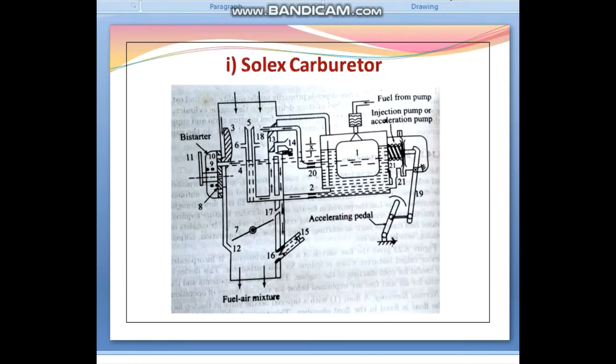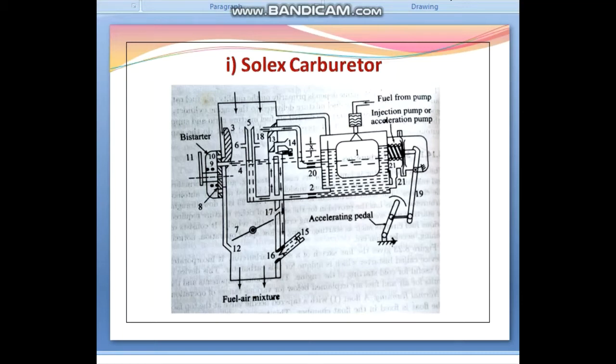So now the Solex carburetor. The Solex carburetor is famous for its ease of starting, the good performance and reliability. It is made in various models and is used in many automobile engines. The Solex carburetor is already shown in this slide.